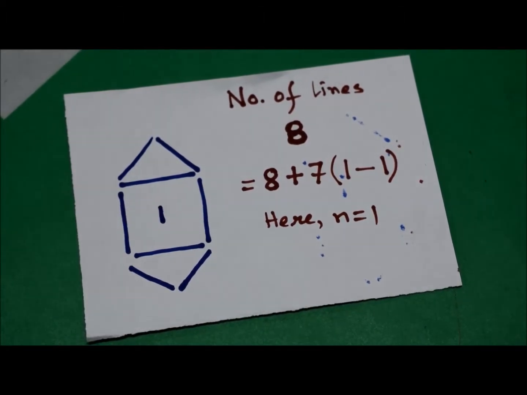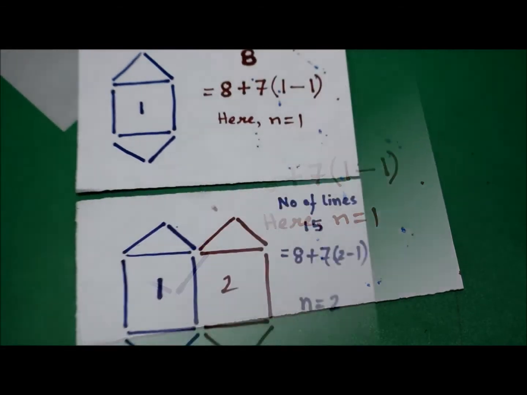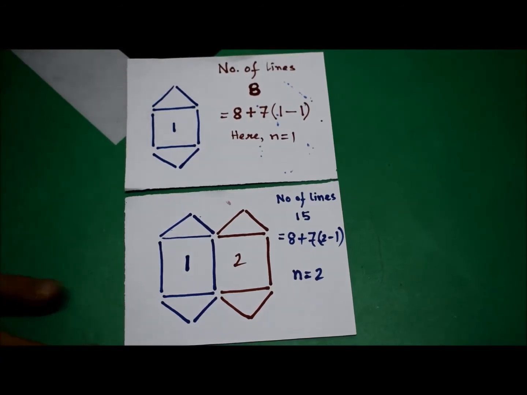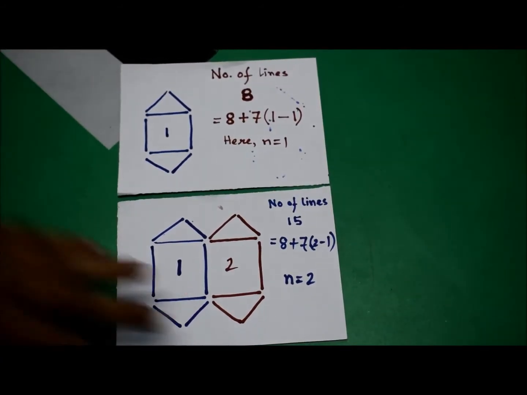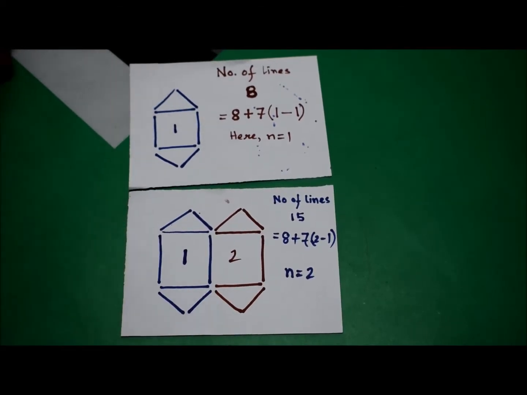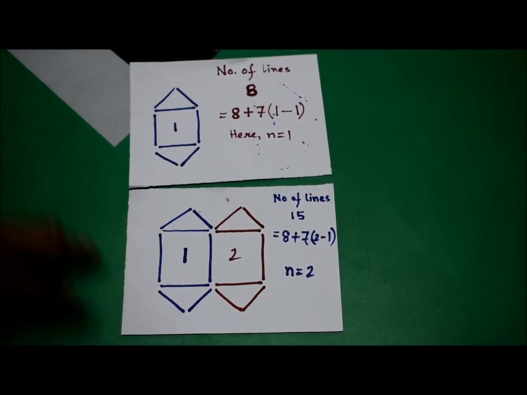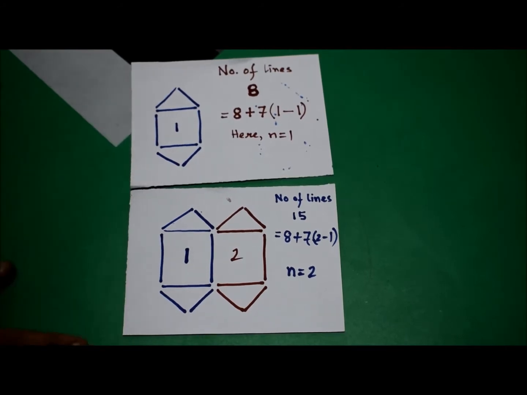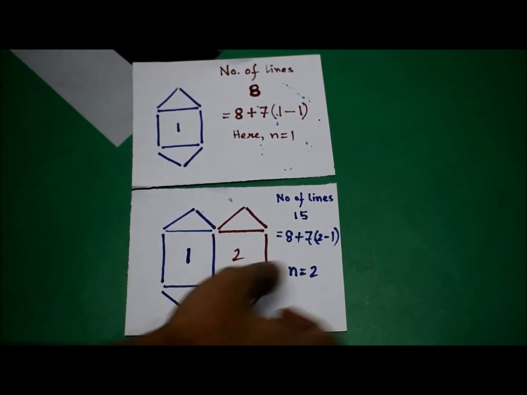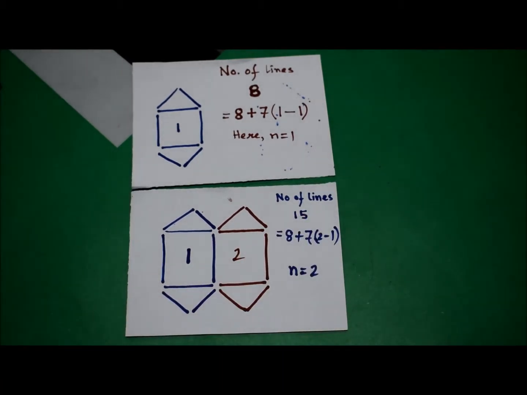Now if we add another of the same pattern here, we'll see that for the first pattern we are using 8 lines, and for the second pattern we are using 7 more lines. So the total number of lines we are getting is 15.